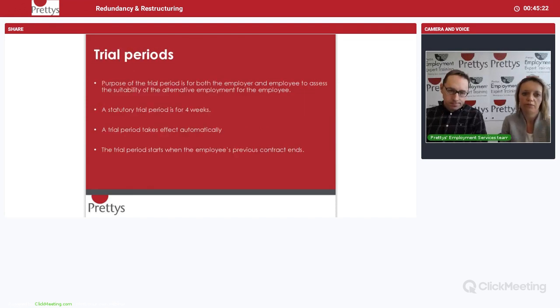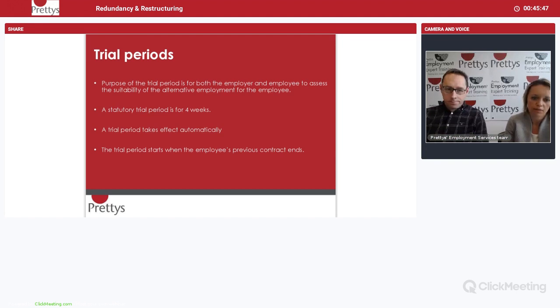So moving on, the trial period. What is the purpose of them? Well, essentially the purpose is for both the employer and the employee to assess the suitability of the terms of employment for the employee. As I said, it's for 4 weeks, and I probably won't emphasise this enough, but it takes effect automatically. And I do know that sometimes this can be overlooked. It really can.